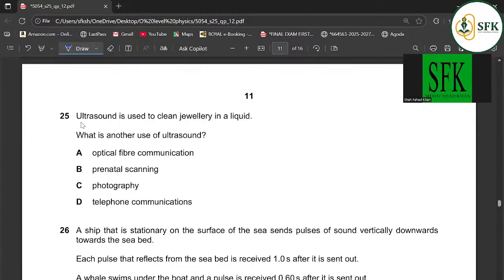25. Ultrasound is used to clean jewelry in a liquid. What is another use of ultrasound? Prenatal scanning. Yeah, we have this.